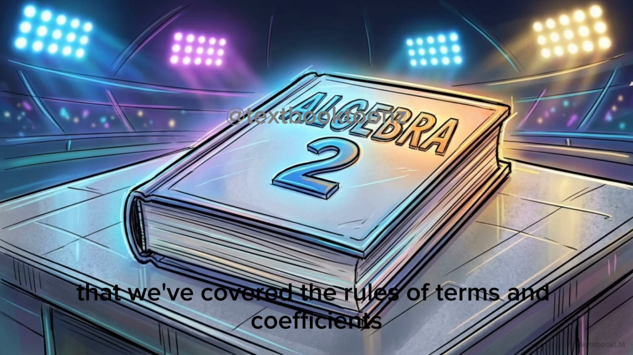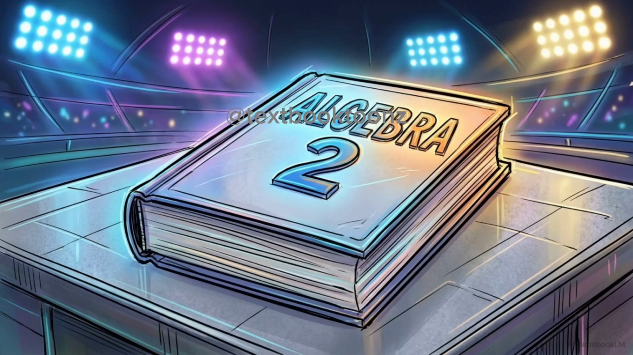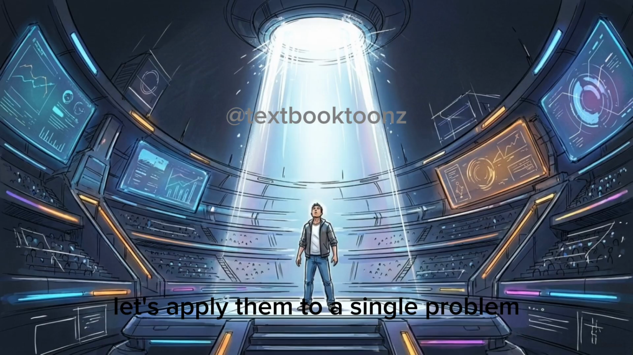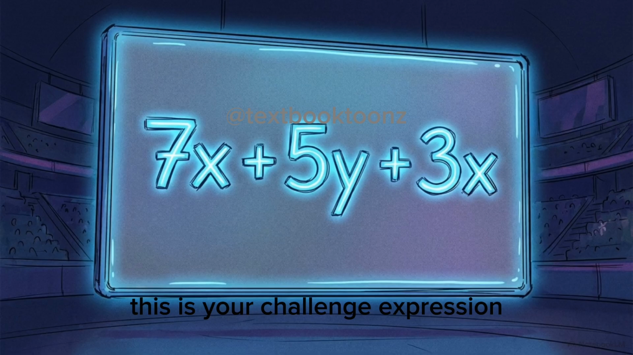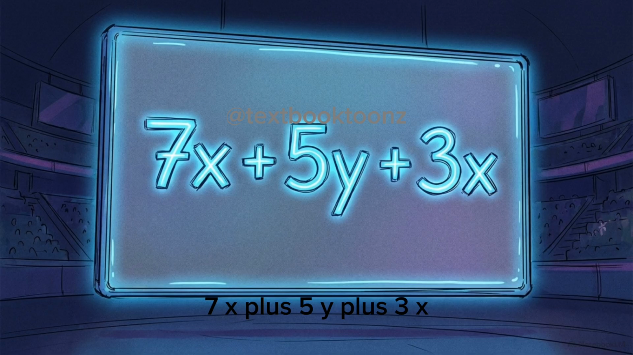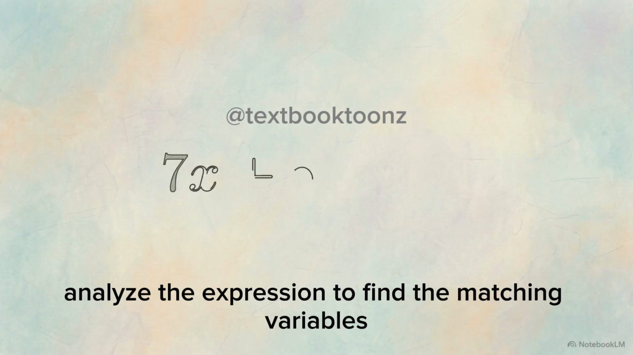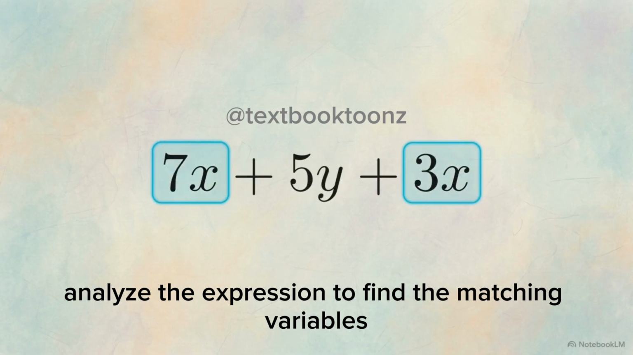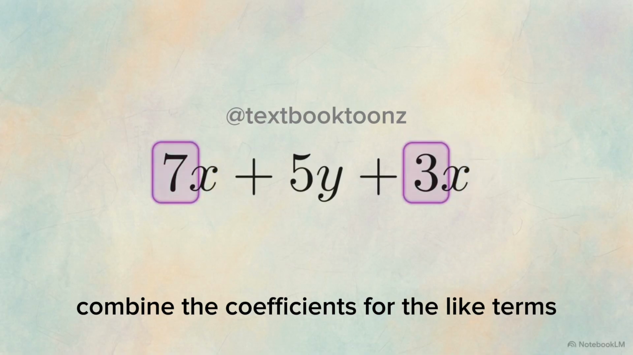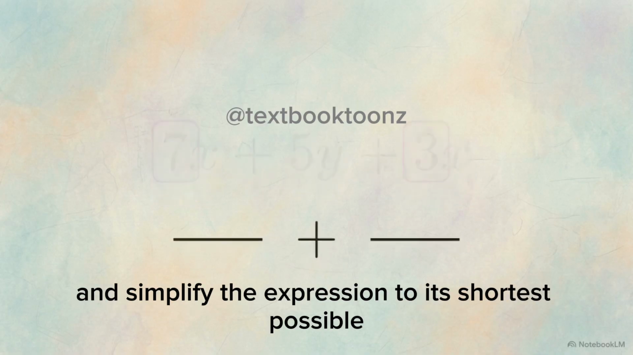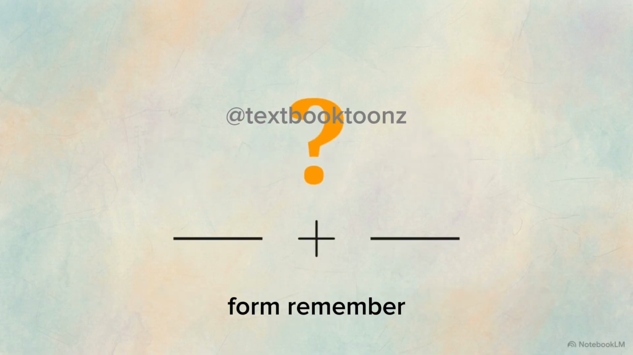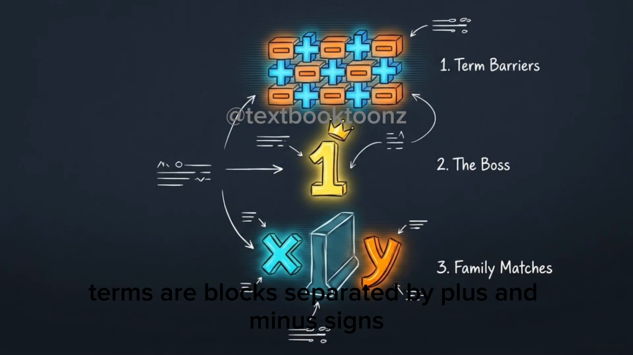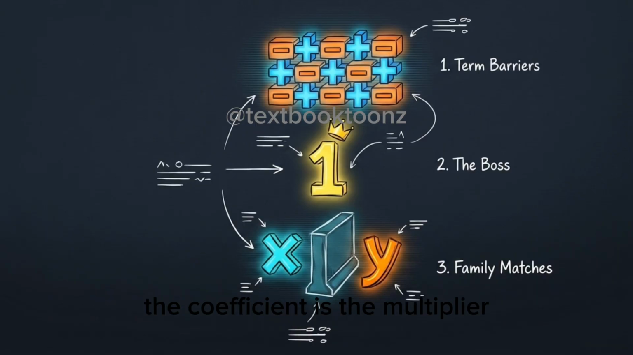Now that we've covered the rules of terms and coefficients, let's apply them to a single problem. This is your challenge expression: 7x plus 5y plus 3x. Analyze the expression to find the matching variables, combine the coefficients for the like terms, and simplify the expression to its shortest possible form. Remember, terms are blocks separated by plus and minus signs. The coefficient is the multiplier, and while like terms combine, unlike terms stay separate.